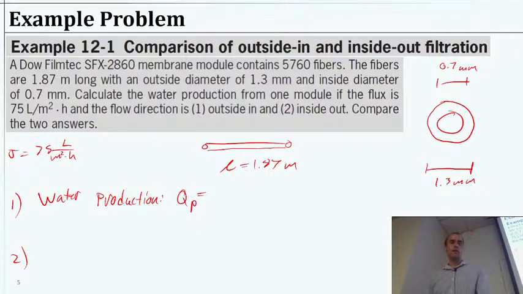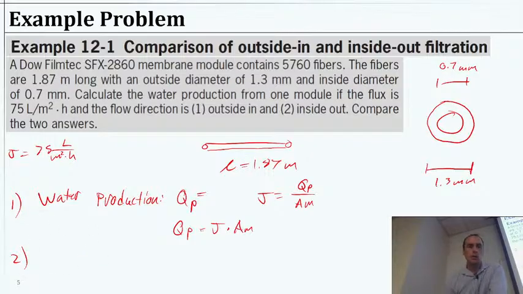So we can relate that to the flux. We can say the flux is equal to Q_P over the area of the membrane. So in order to solve for our Q_P, what we need is the flux that was given times the area of the membrane. Now, we have a module of many of these membranes, many of these fibers, each with membranes. So we have a total membrane surface area that depends on the geometry of the cylinder, right? We need the surface area of a cylinder. So to get the area, in one, this is outside in, and this one's inside out.